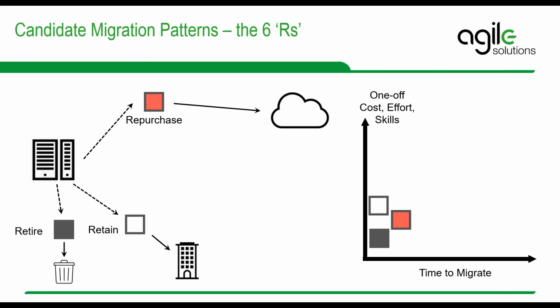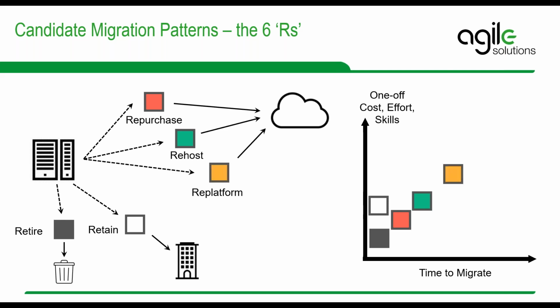Repurchase is another way of saying, well, we replace it via a purchased option. So that could be software as a service, or it could be a COTS product that we deploy to the cloud. That has its own time and cost associated with it. Rehost is commonly called lift and shift, where we look to do a minimal amount of change to the existing application, simply move it from where it is now into the cloud.